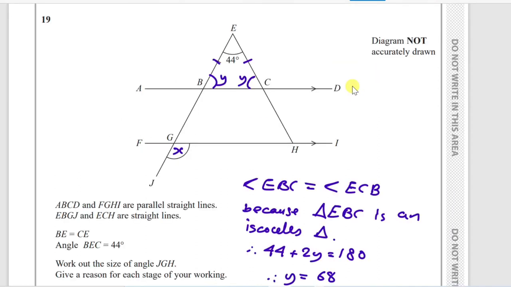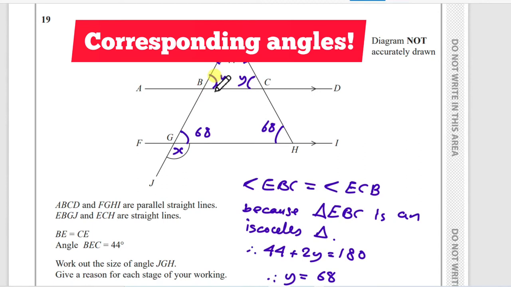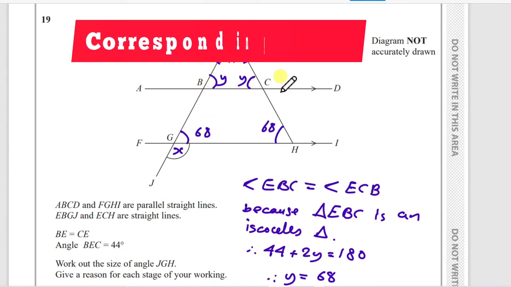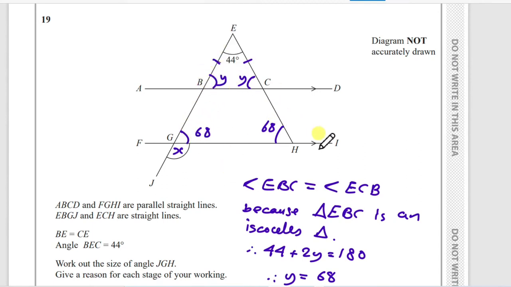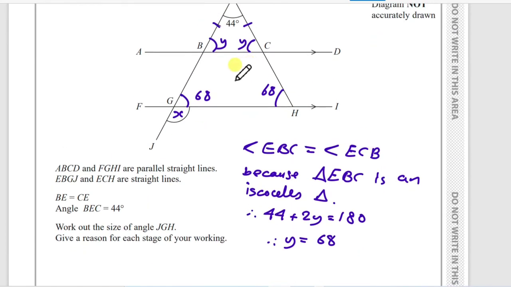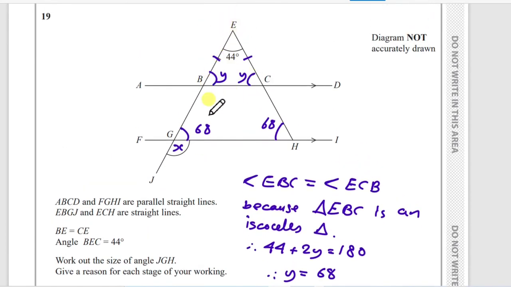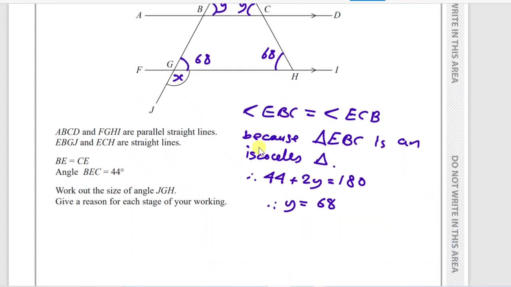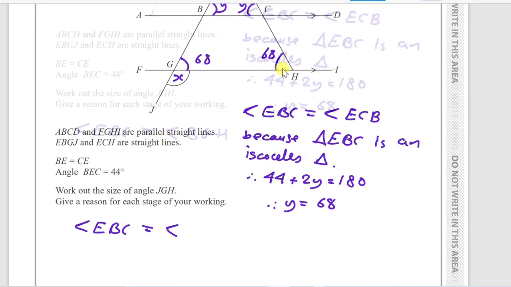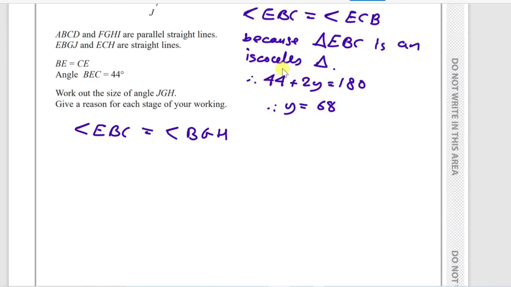Now another trick is, if these two angles are 68, these two are also 68 because it follows another rule. We say that these two angles are corresponding because they take the same identical shape. Because you've got parallel lines, these are straight up the same. So we can also say angle EBC equals angle BGH, since these are corresponding angles. In that case, they both equal 68 degrees.